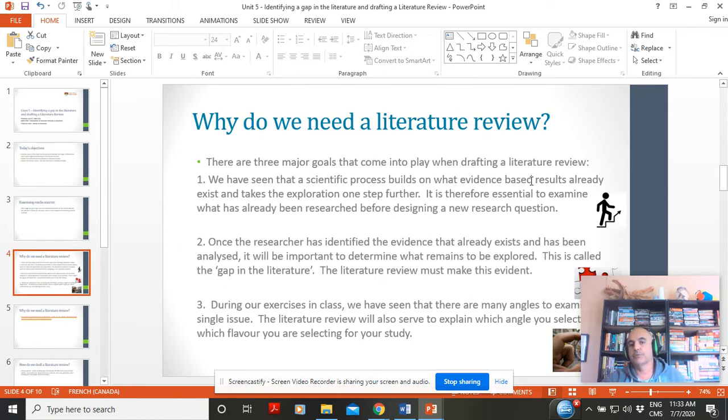So why do we need a literature review? There are 3 major goals that come into play when we look at the literature review. We have seen that the scientific process is a momentum process, moving forward, getting closer and closer to this understanding of the world as it is. And even if it's not a finite process and will never end, we still are eager to carry forward this process and move forward. How do we move forward?